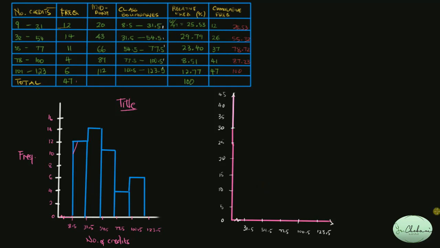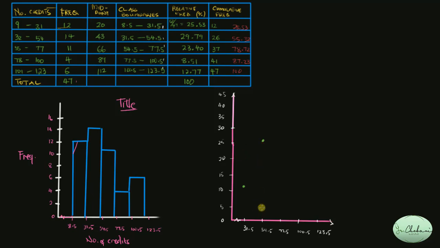So let's do our best now to plot this cumulative frequency curve. For a cumulative frequency curve, we are just plotting the points and then using a line to join them. So the first point is 31.5 on the x-axis, and on the y-axis we have 12. So 12 would be somewhere here, that's our point. And then the next one is 54.5, 26. So 26 would be way up here.